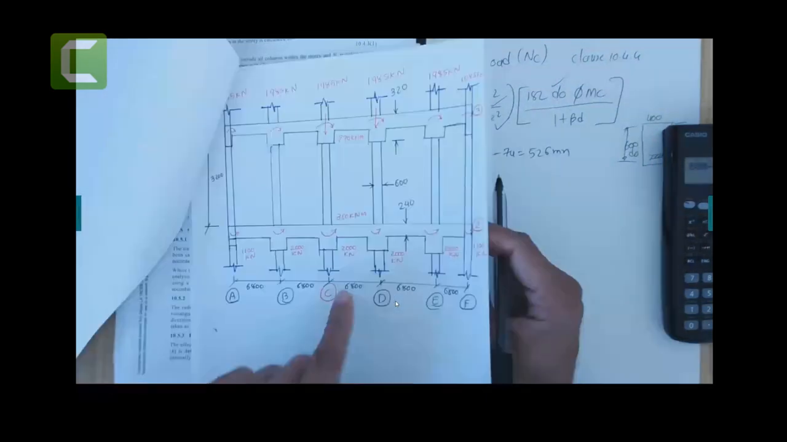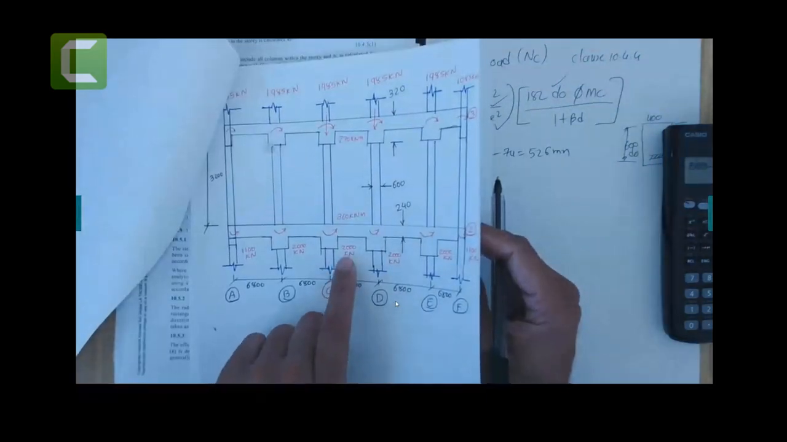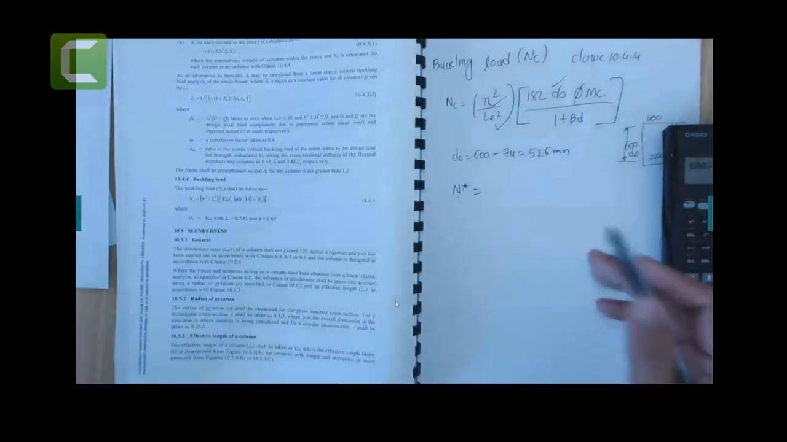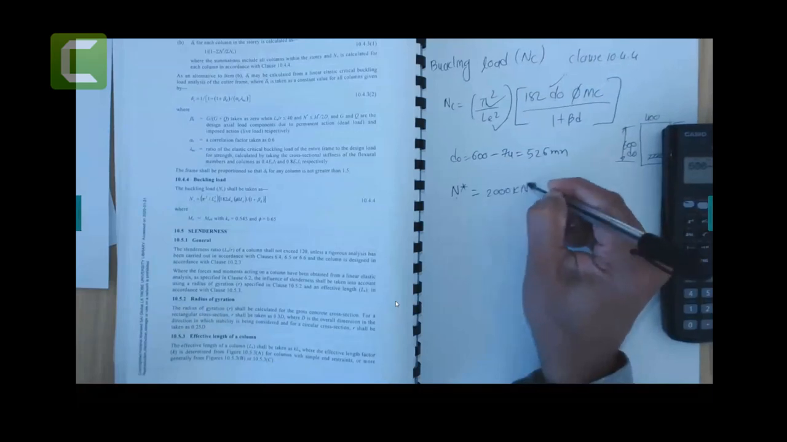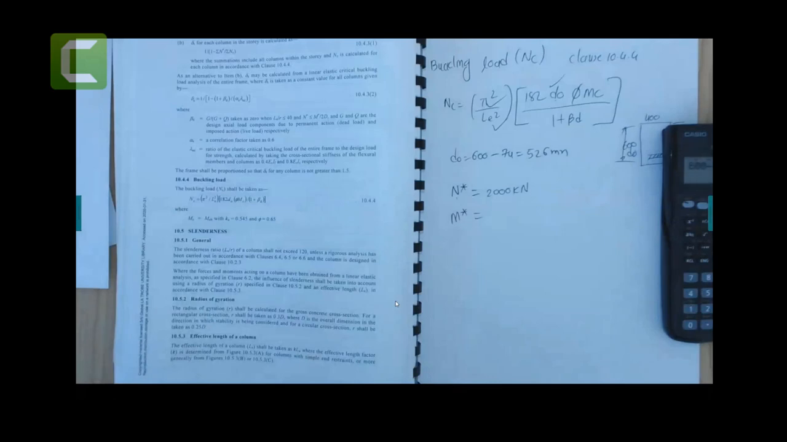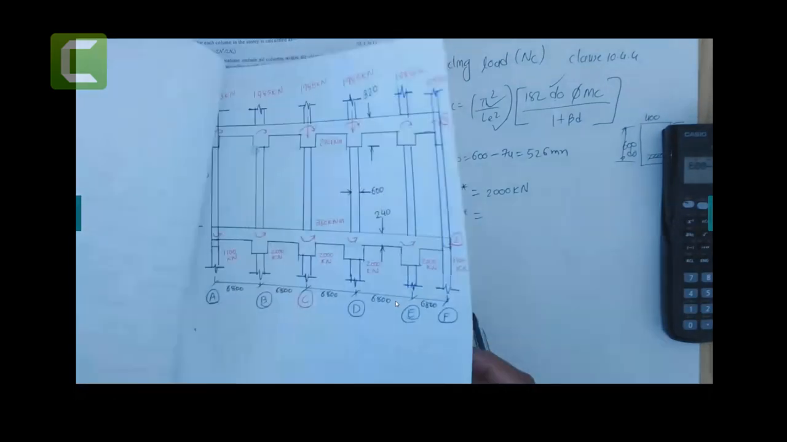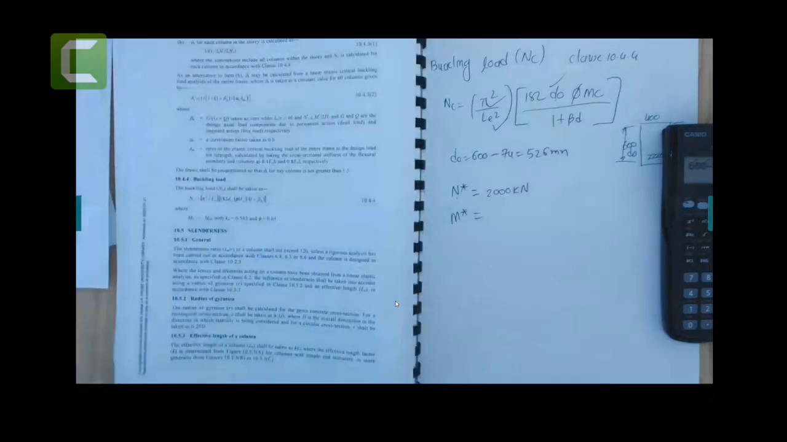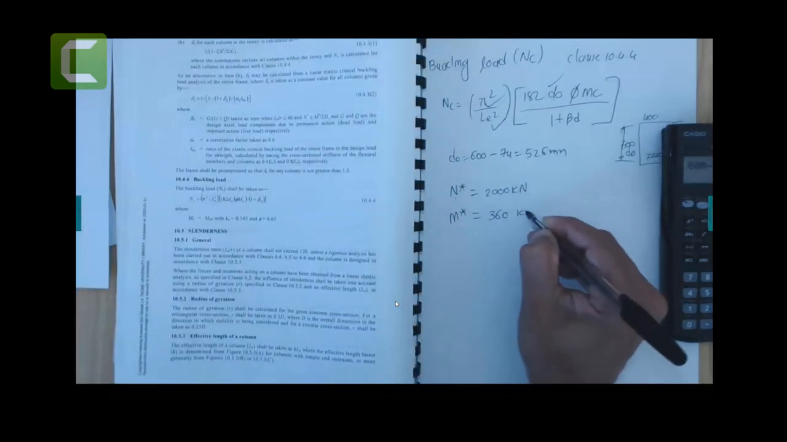N star is your design axial load that is given to you in the examples, which has a value of 2000 kilonewtons. Look at that, there is 2000 kilonewtons given to you. So N star is 2000 kilonewtons. M star is given to you as 360 kilonewton meters.